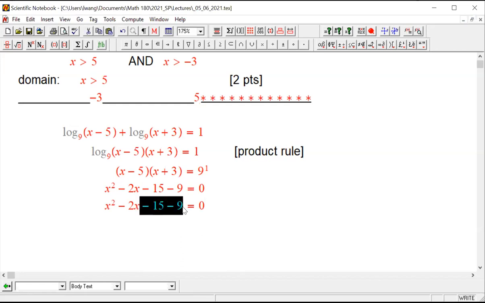Negative 15 minus 9 is negative 24, and factor. So this uses the definition. These steps are where points are given. I would say probably 2 points each.